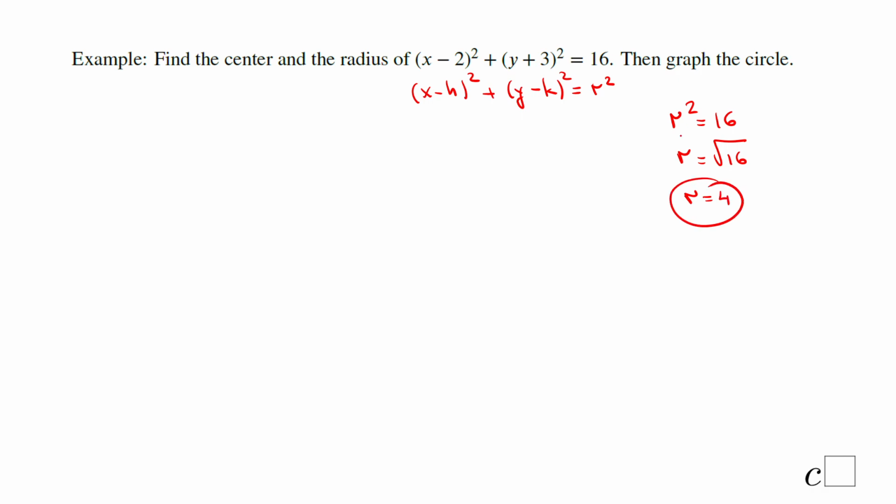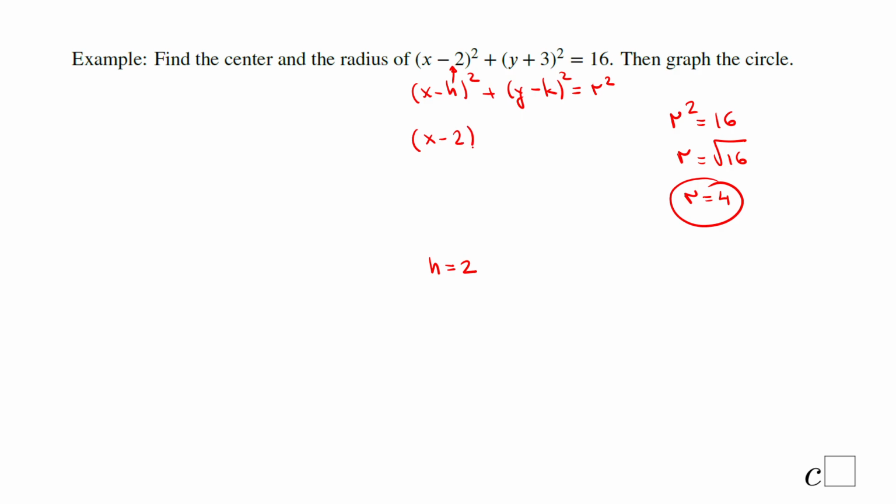Now, h is not complicated. You notice it's right here. So h will be 2. But what about the k? For that k, maybe some of you may need to see something else.